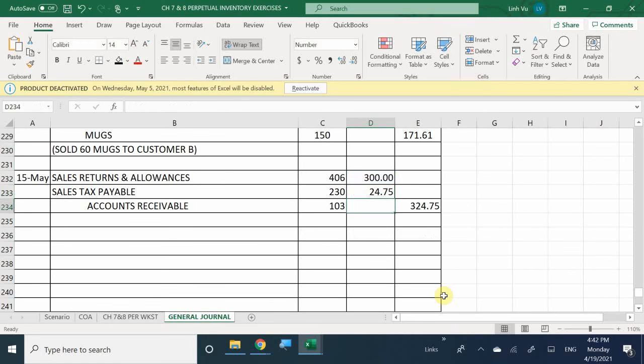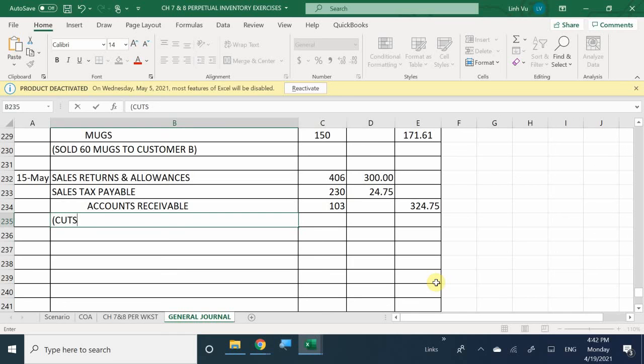Okay, so $24.75. So in grand total, we're going to reduce his account by $324.75 because he doesn't owe us that money anymore. Okay. All right. And of course, I'm also going to write that customer B returns 30 mugs for full refund. Okay.